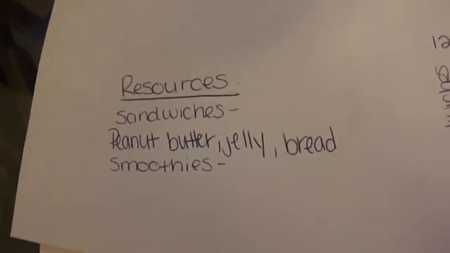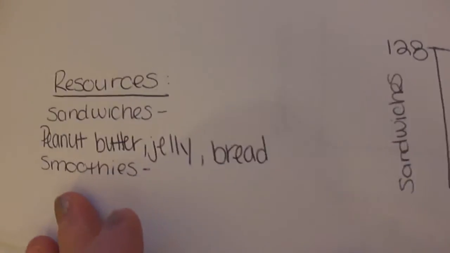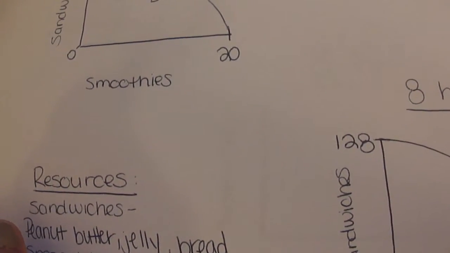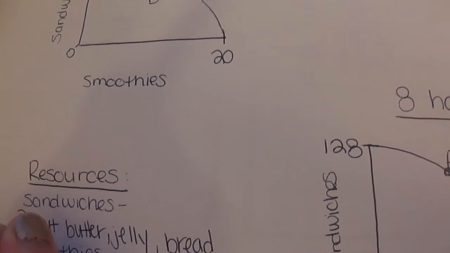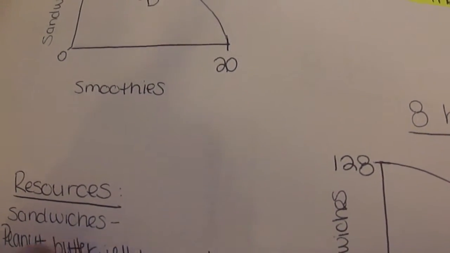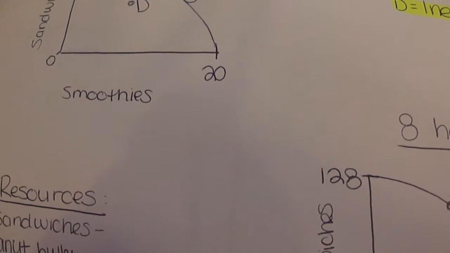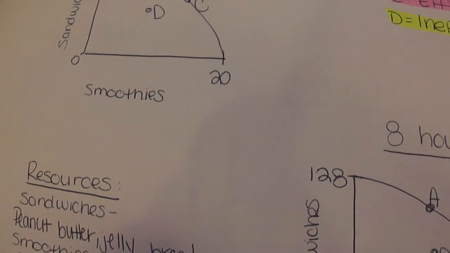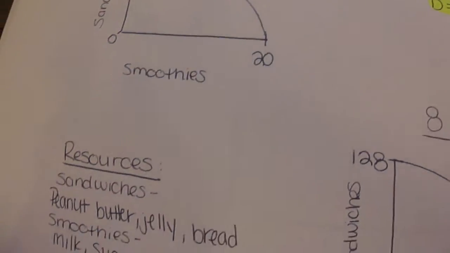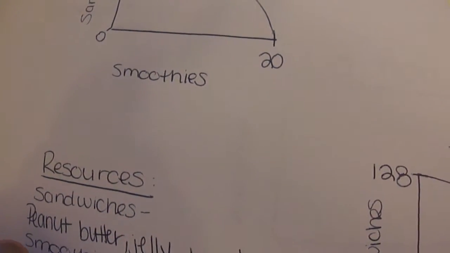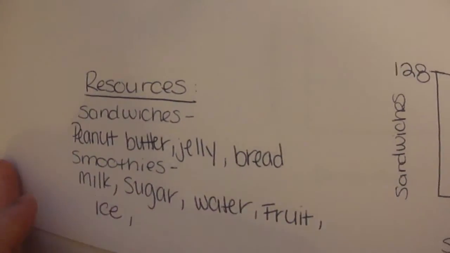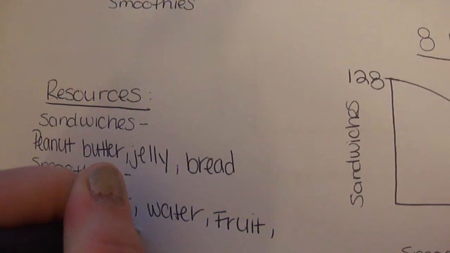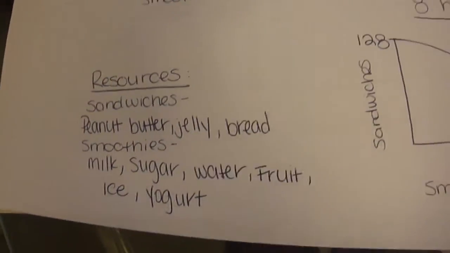Now with smoothies, you have a lot more resources than with the sandwiches. With smoothies, you're going to have things like milk, sugar. Some people use water instead of milk, so I'll put that down. Water, fruit, of course, fruit smoothies. Some people use ice. I don't use ice all the time, but some people do. And yogurt. Some people use yogurt instead of milk to thicken the smoothie. So there we have our resources.